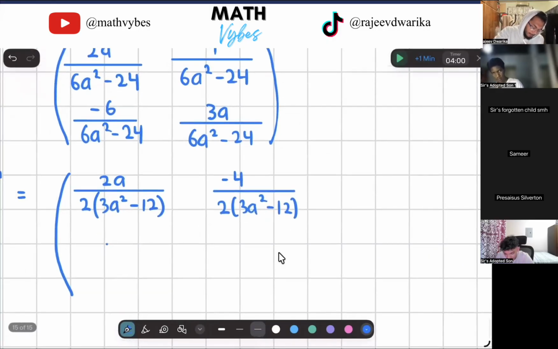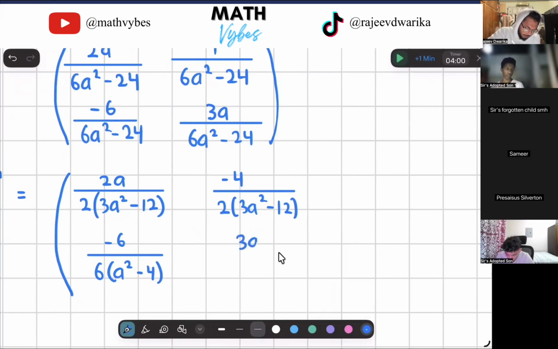Right, and notice I have 6 on top. So I'm trying to think to myself, is there anything I could pull out that I could use to cancel off? Think to yourself, could I pull out 6 from 6a squared minus 24? Is 6 a factor between 6 and 24? Yes, sir. So Ria, what would I have to multiply 6 by to get back 6a squared? A squared. And how much would I have to multiply 6 by to get negative 4? Negative 4.